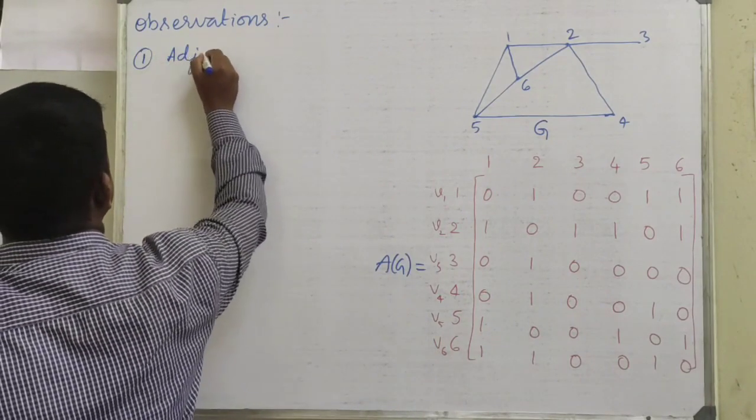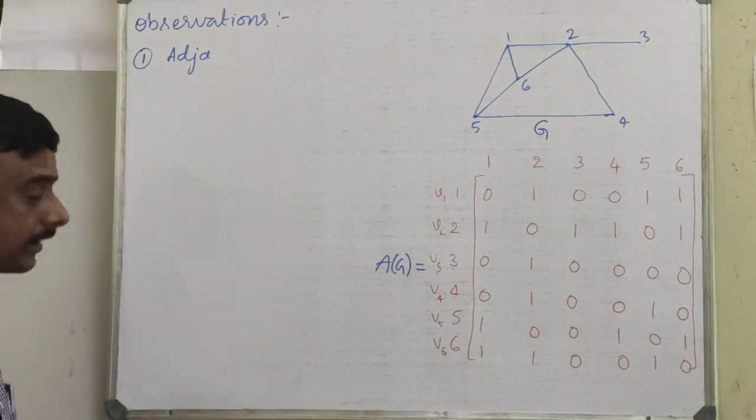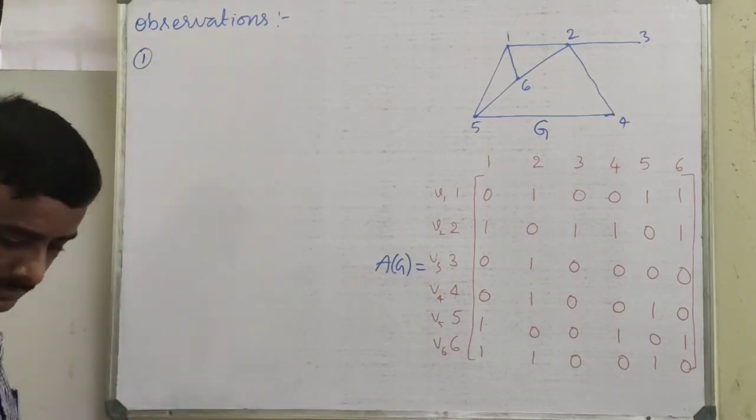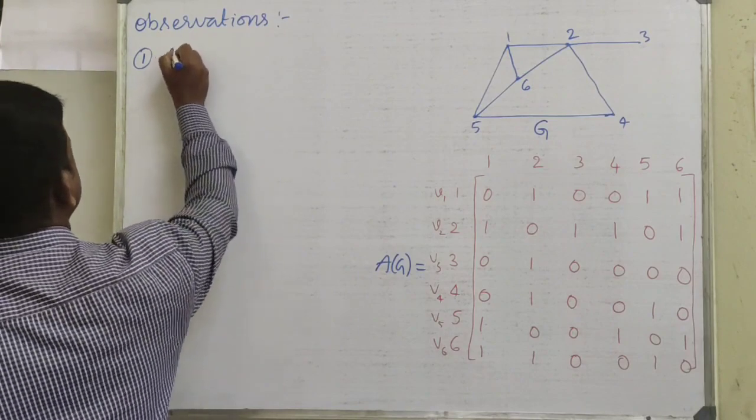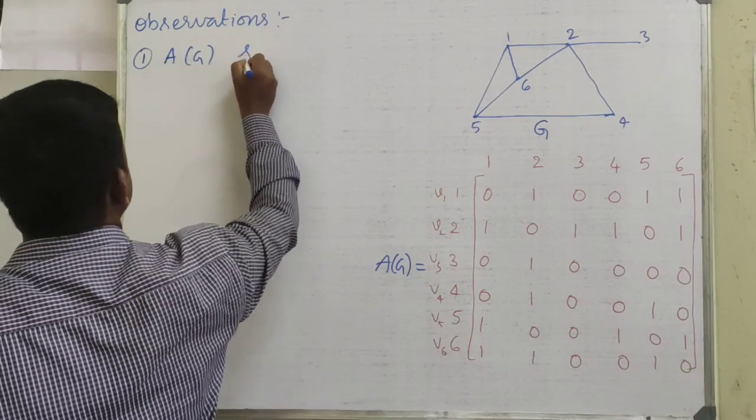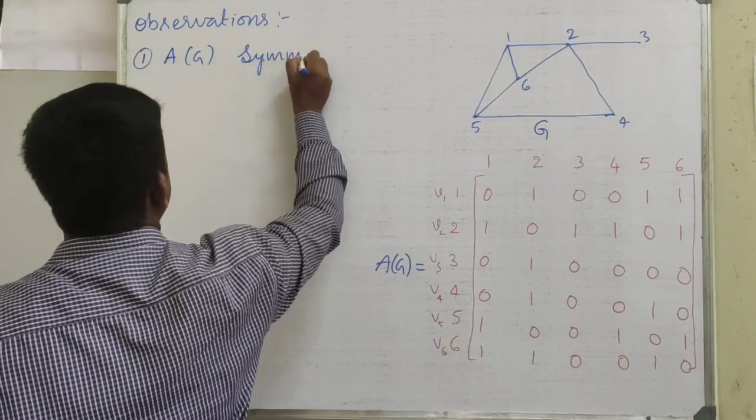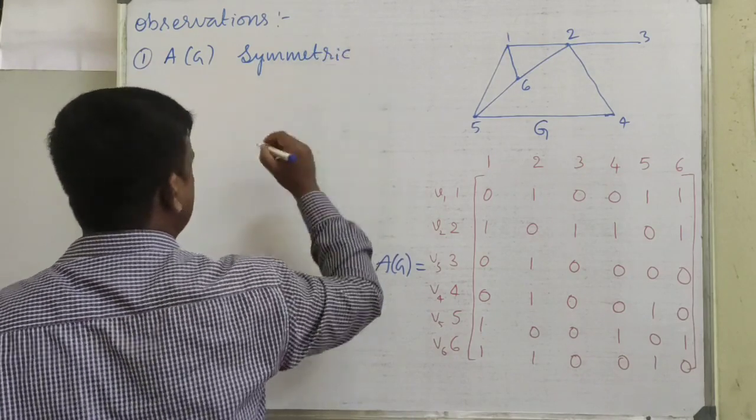Adjacency matrix, instead of just A, I'll write A of G. So, A of G is symmetric.